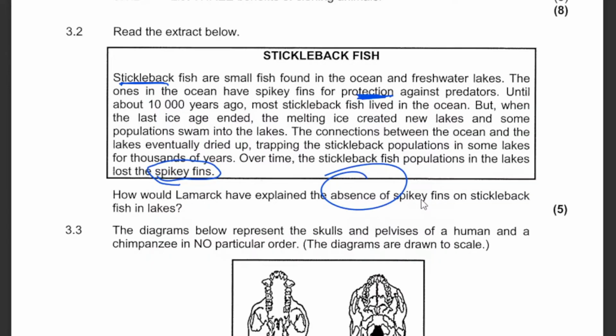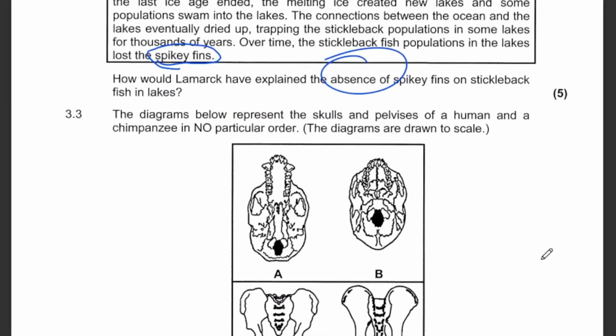Why? Because there was no need for them to use the spike fins to protect themselves from predators, because where they went there were no predators. Therefore they stopped using them, and then the fins started to decrease in size, and they disappeared completely. They passed this character to the next generation. The next generations were born without the spike fins. That's Lamarck's theory.